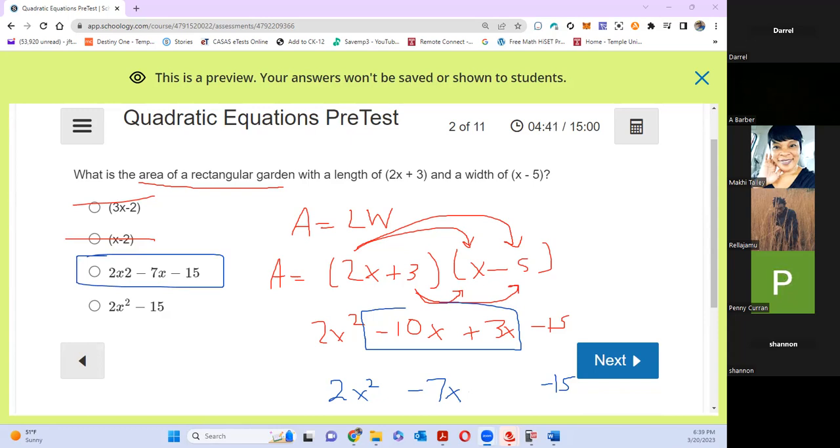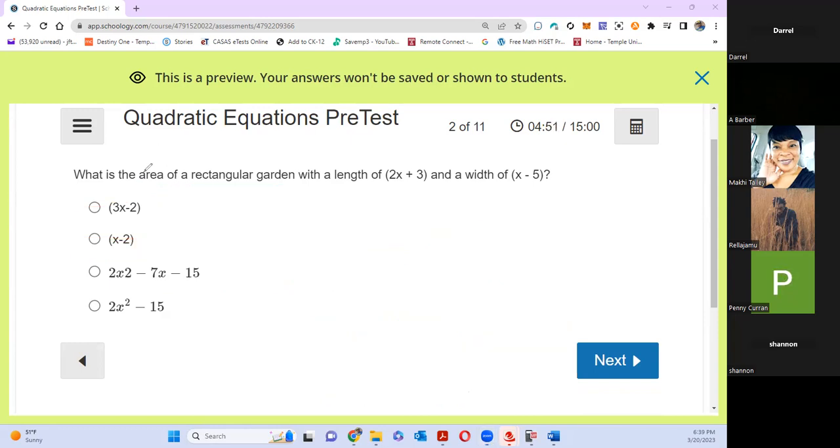Understand what they're asking you. Identify the givens. Identify what they want to know. Get your formula from your formula sheet. Now, watch this. I'm going to change this up a little bit. What if they didn't ask for the area? What if they asked for the perimeter? How would you do it?